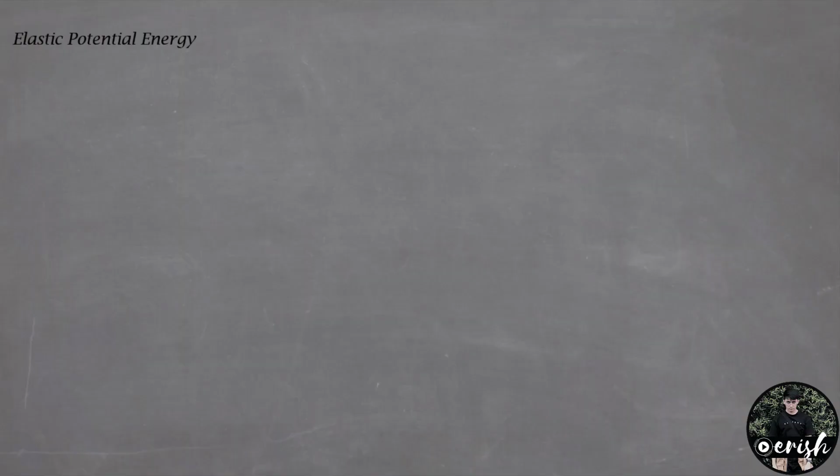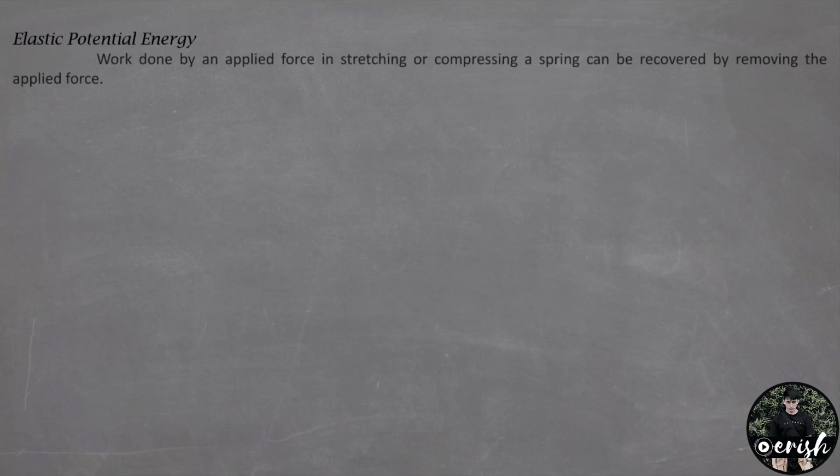Springs are very important elements in modern technology. They are found in machines of all kinds like in watches, toys, cars, and trains. Work done by an applied force in stretching or compressing a spring can be recovered by removing the applied force.